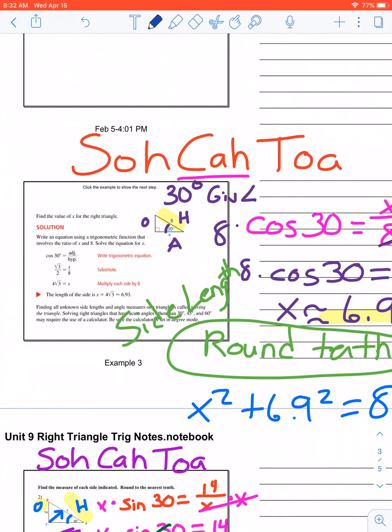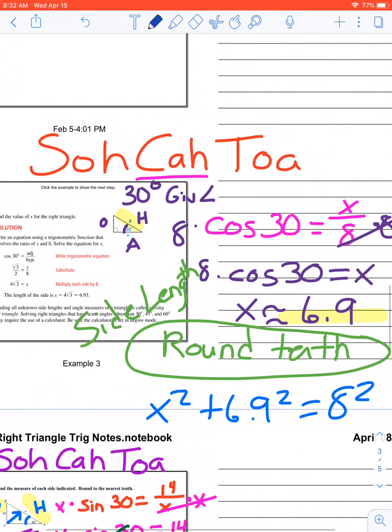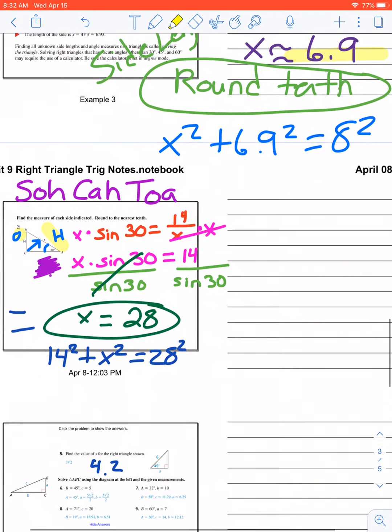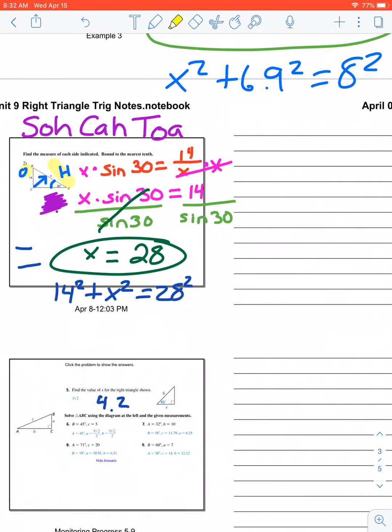Okay? So what we did is we labeled our sides of the triangle, figured out if it was sine, cosine, or tangent, and then plugged it in. This example here, example 3, we did this when you were finding the side length that was on the numerator of the fraction, as is the case right here when x was on top. And then the next example we did down here is when we had x on the bottom. So we found out how to find the sides of a right triangle when you're not given 2 sides by having the variable on the numerator and the denominator.